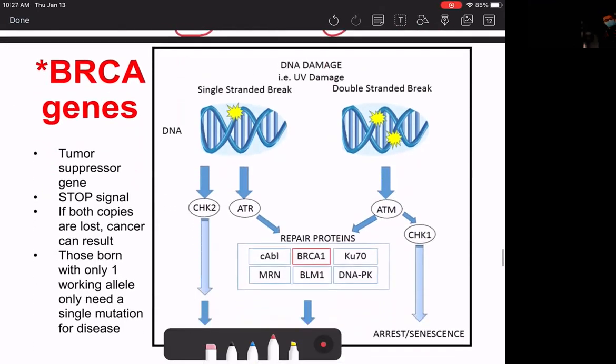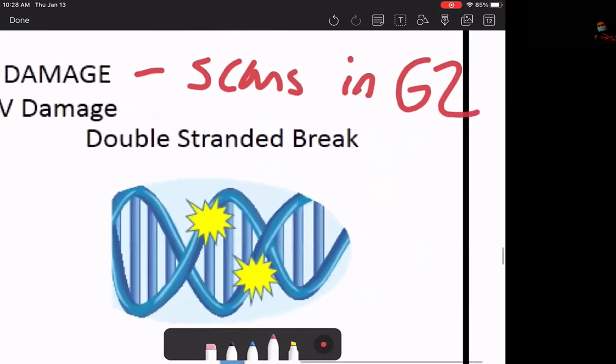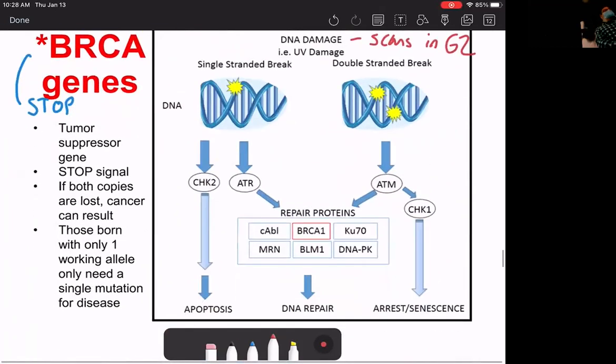And specifically, you run into stuff like this. A stop signal, BRCA. This is a very excellent and powerful gene, and what it does is it scans your genome and it scans your cell for damage. I'm writing this little note up here. It scans during G2. I showed you that checkpoint, and now I'm showing you why it's a checkpoint and what actually informs that decision. This is one of the ways.